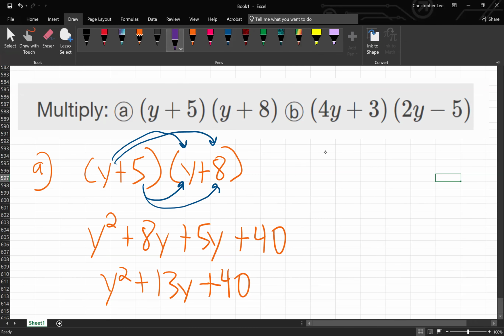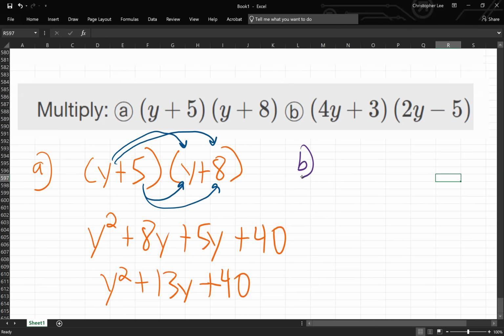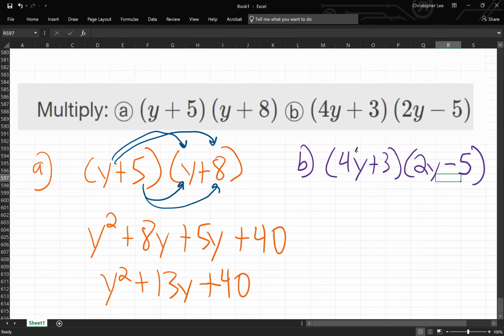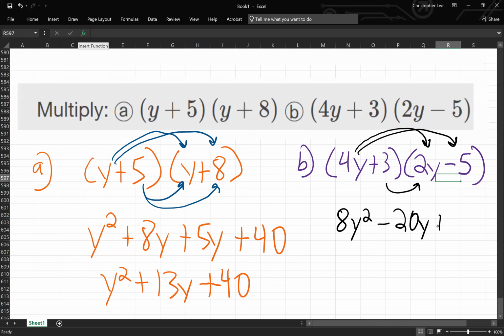Let's try the next one. So I have 4y plus 3 times 2y minus 5. It might look different, but it's the same thing. Distribute first. So what do you have? Perfect. Minus 20y. Very good. Plus 6y. And then minus 15. Perfect. Now we want to combine like terms.